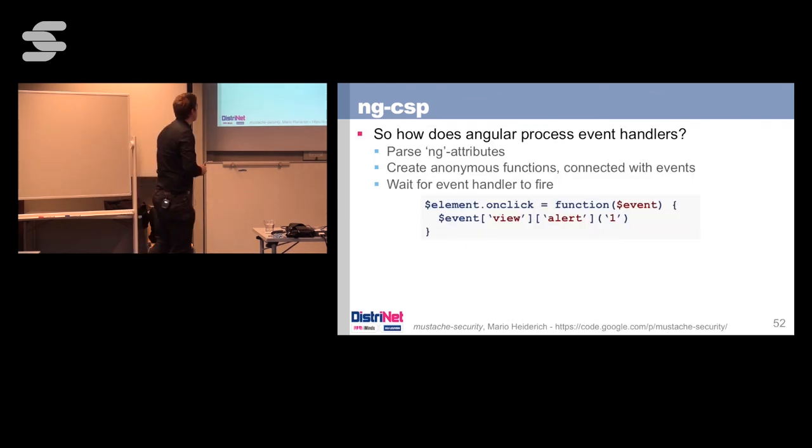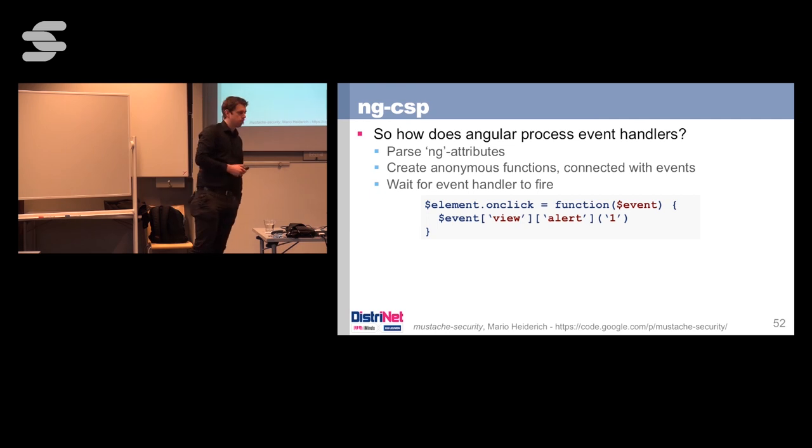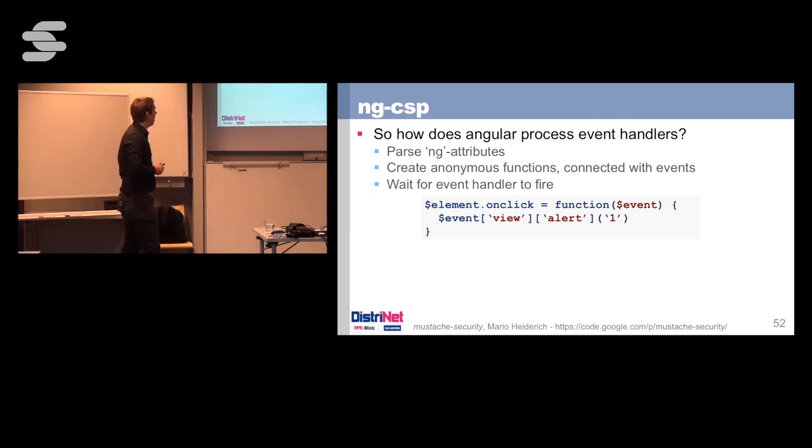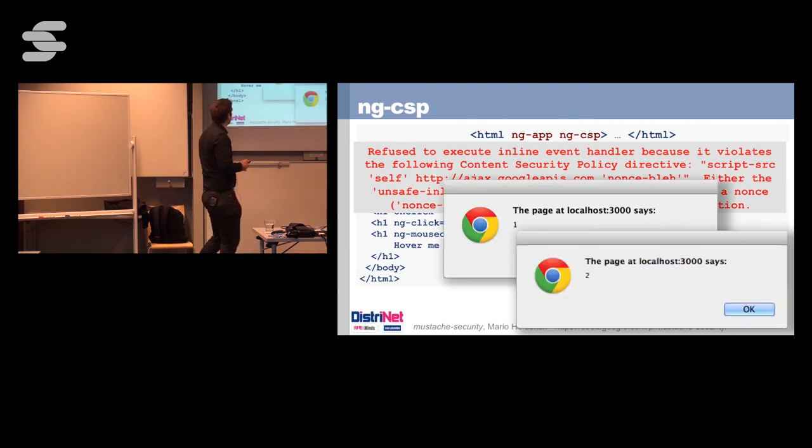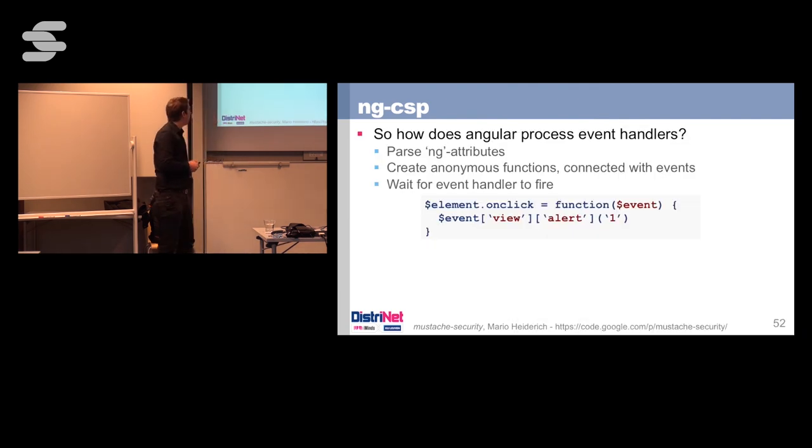So what happens when Angular processes these event handlers? First of all, it scans the DOM and goes looking for these ng things. I told you these are the Angular specific attributes. So it wants to find them and make sure that they do something useful, because by default, the browser just ignores them. And then it will take them apart. So here, for instance, we have an ng-click, and that will be translated into an on-click event handler.